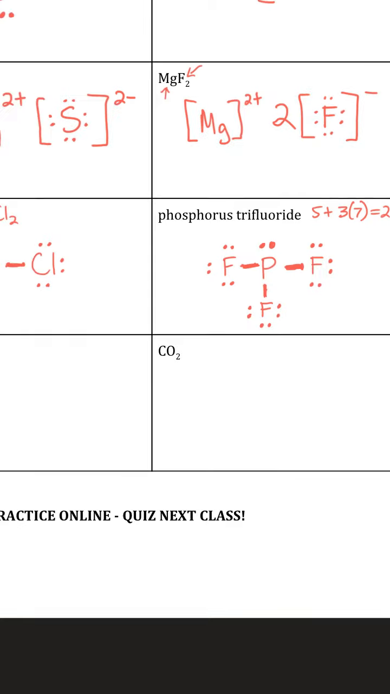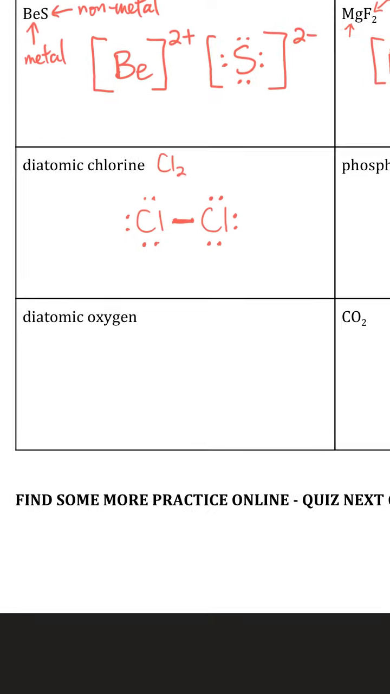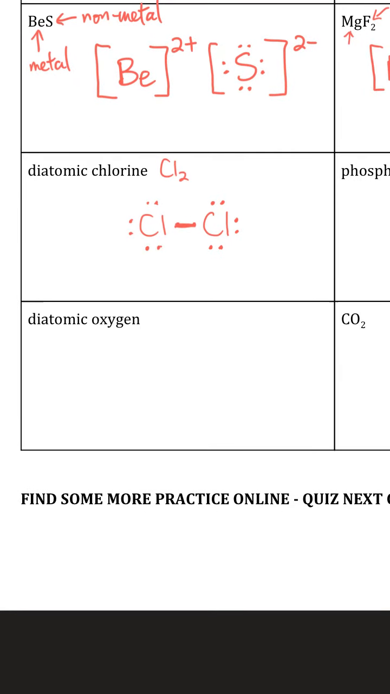Okay, diatomic oxygen. So diatomic means there's 2 oxygens bonded together. So we're going to start it off by going like this, O2, and then we'll try to make it follow the octet rule. So oxygen has 6 valence electrons.